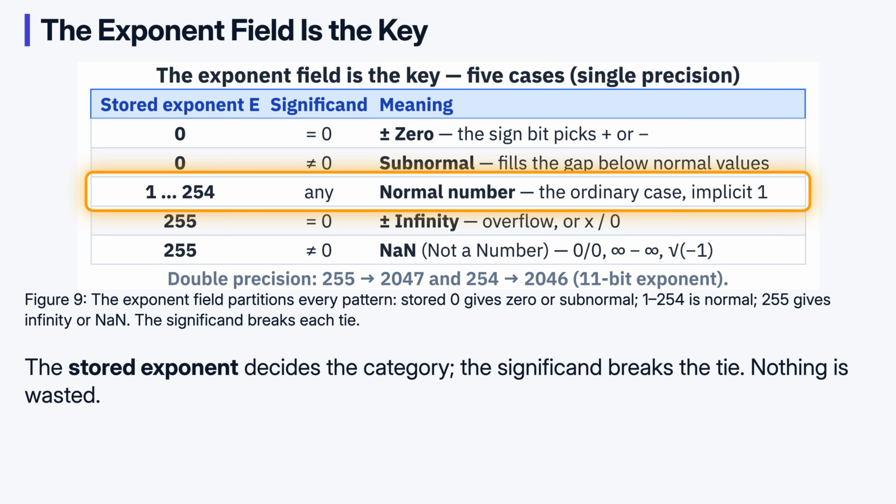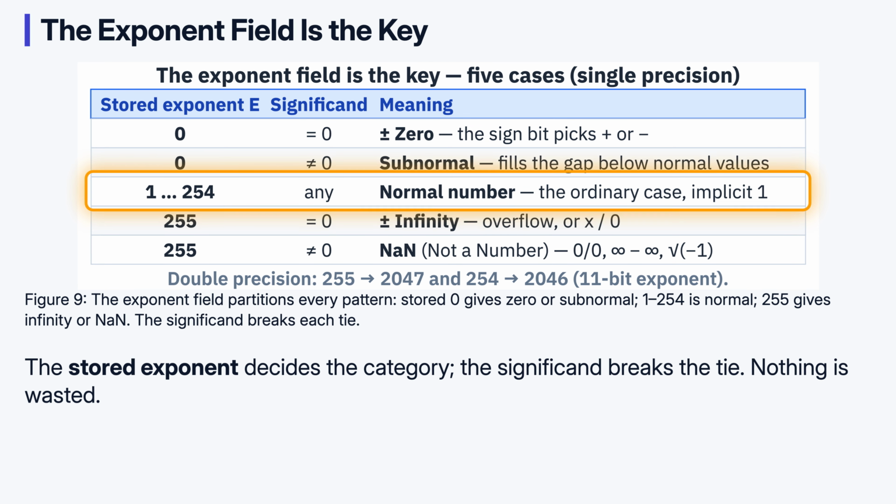We held back 2 exponent patterns as reserved. Now we spend them. They encode 0, infinity, not a number, and the subnormal values near 0. This table is the complete map for single precision, and the exponent field is the key that tells you which category you are in. A stored exponent between 1 and 254 is an ordinary normal number, the case we already handled.